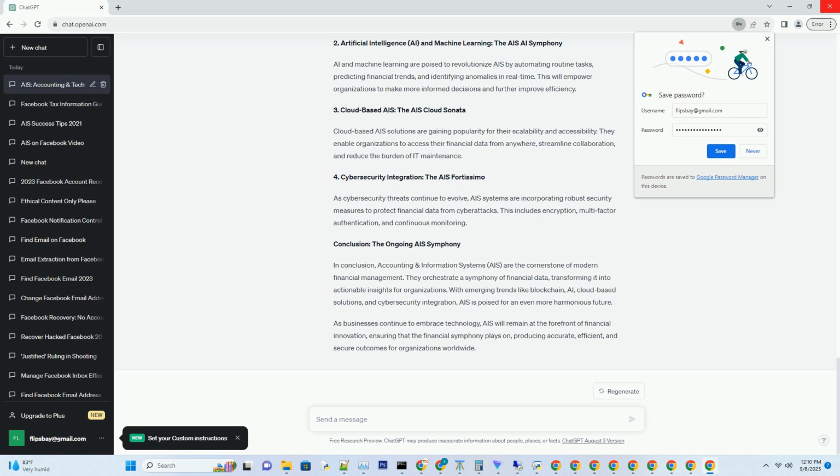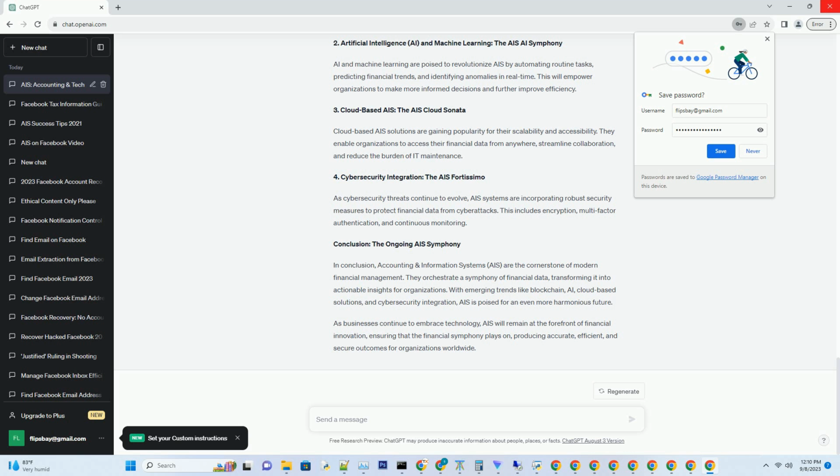The Essence of AIS: A Digital Symphony. Accounting and information systems, often referred to as AIS, form the digital backbone of modern accounting practices. These systems amalgamate accounting principles with cutting-edge technology to streamline financial processes and generate valuable insights. In essence, AIS can be envisioned as a digital symphony, harmoniously blending numbers, data, and information to create a melodious financial picture.